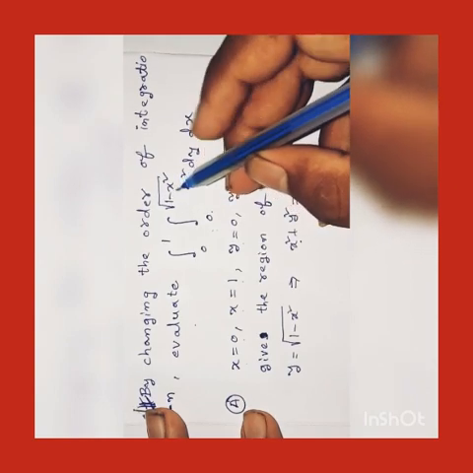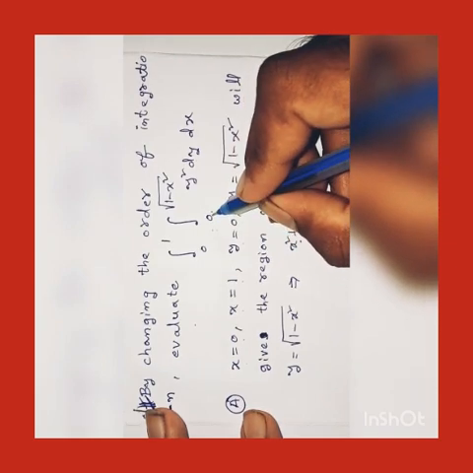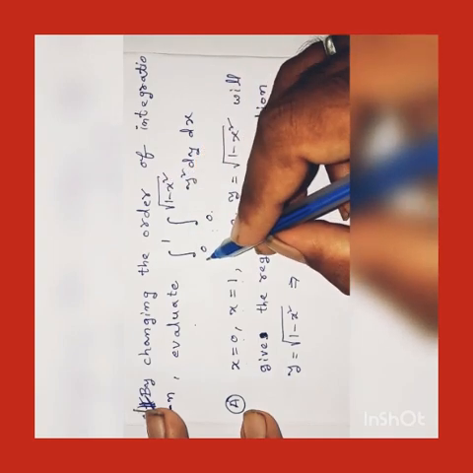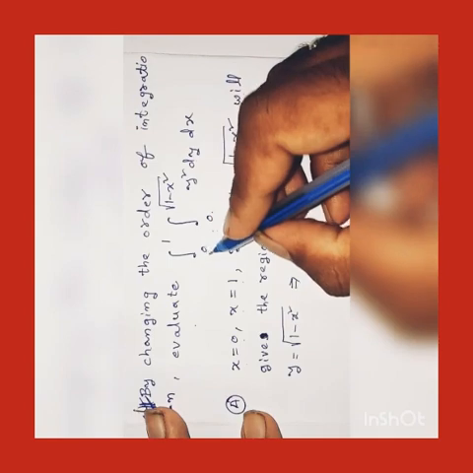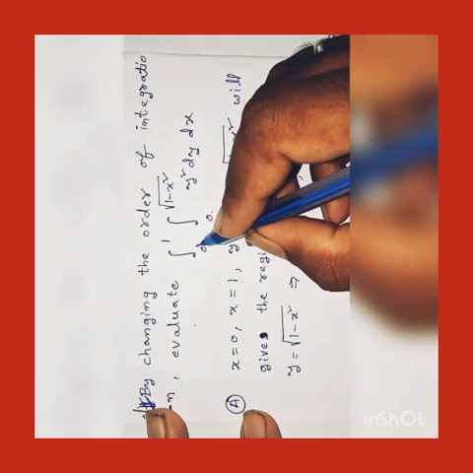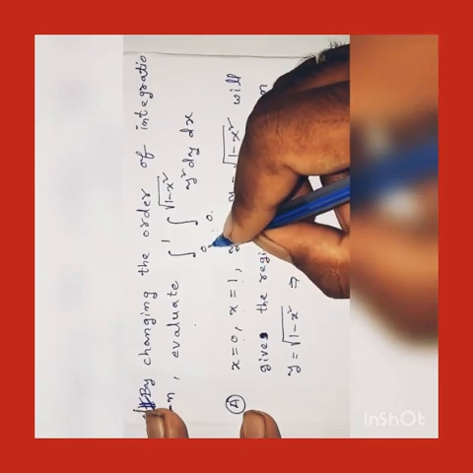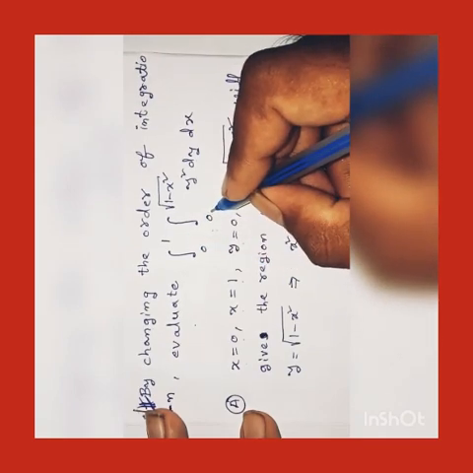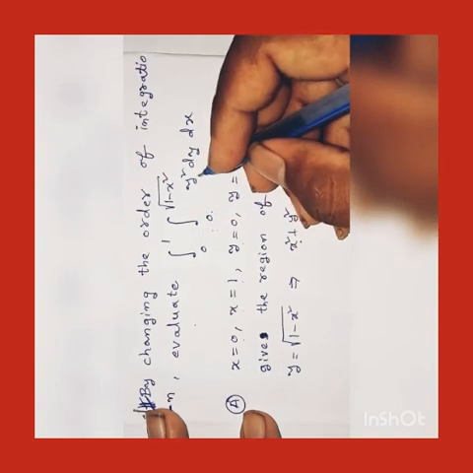The strip is vertical because here y is moving from y is equal to 0 to y is equal to root of 1 minus x square, and x is moving from x is equal to 0 to 1. Therefore, for a fixed value of x, y is moving from y is equal to 0 to root of 1 minus x square. Therefore, the strip is vertical.